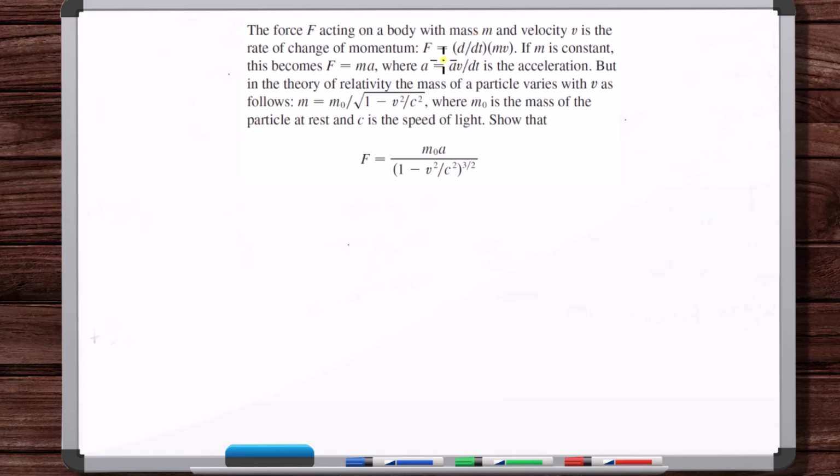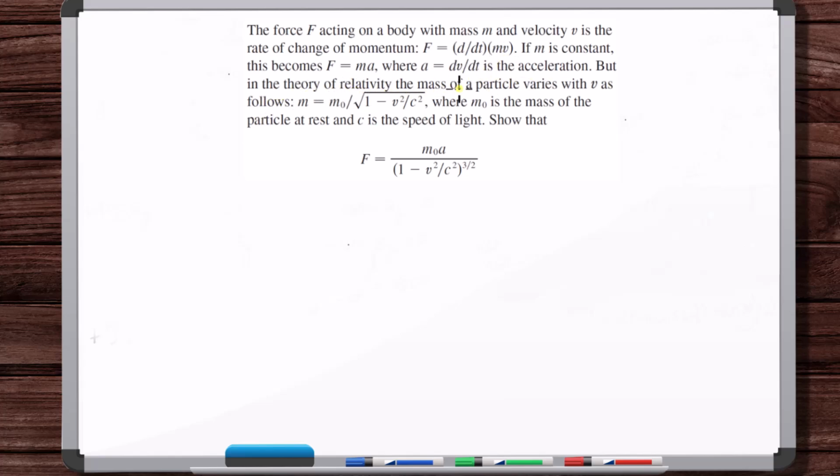So F is equal to the rate of change of mv. If m is constant, then you take the m out front and you have m dv/dt, which is ma. But if you have something where the mass is changing constantly, like a rocket that's launching, it's expelling the jet fuel, so the mass is changing. The mass is a function of time, and the velocity is a function of time.